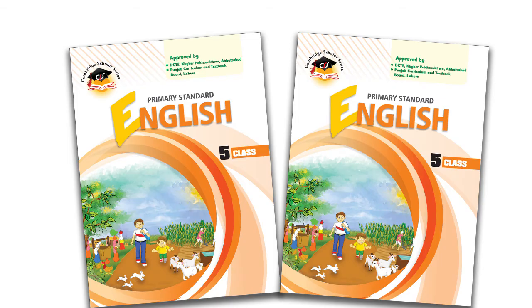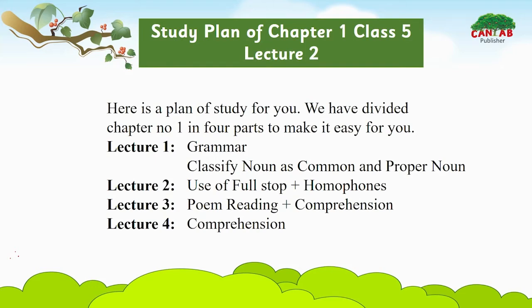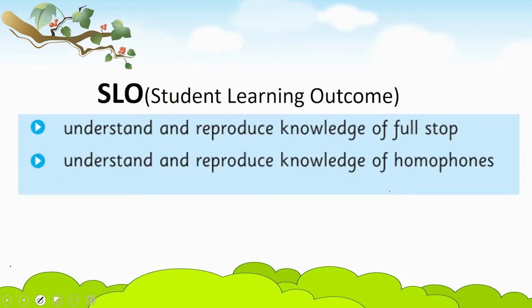So you should have in your hands the English textbook 5 of the Cambridge Scholar series. Okay students, today we are going to have the second lecture of our chapter number 1. We have previously studied the grammar portion, that is the classification of noun as common and proper noun. Our today's lecture will be emphasizing the use of full stop and homophones. So here we are going to begin our lecture.